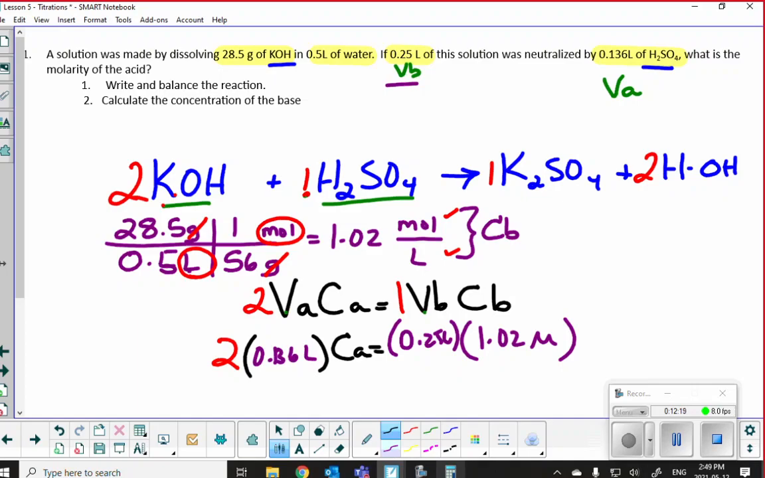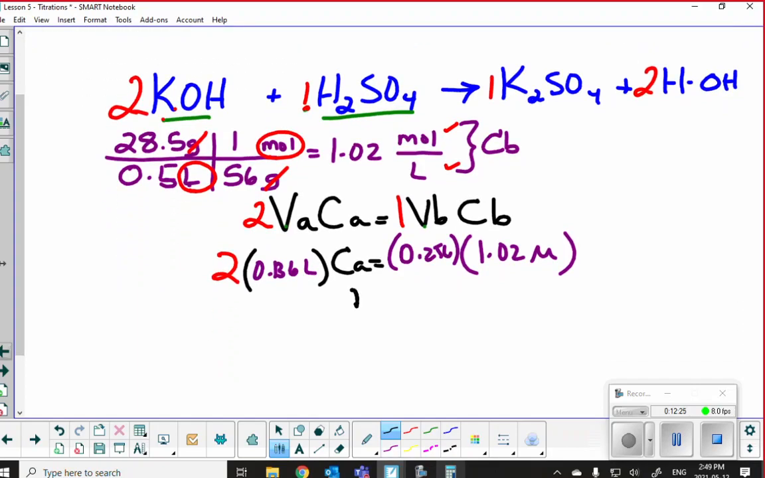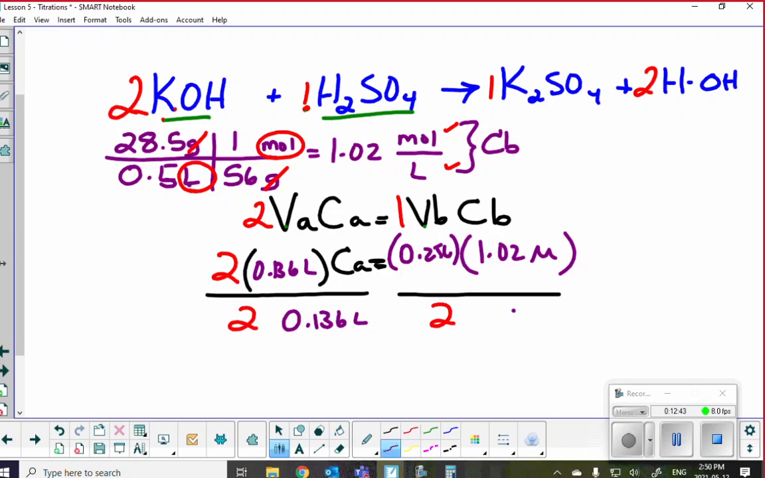So again, I want to get Ca by itself. That's the whole point when we rearrange a formula. I'll just scroll up here. So that means that we're going to have to divide this side by both 2 and by 0.136 liters. And then to keep things equal, I'm going to have to divide the other side by both 2 and 0.136 liters. Okay, we can see now that the 2's will cancel directly on the left, so will the 0.136 liters. And on the right, the only thing that cancels is the symbol liters. The L's will cancel.